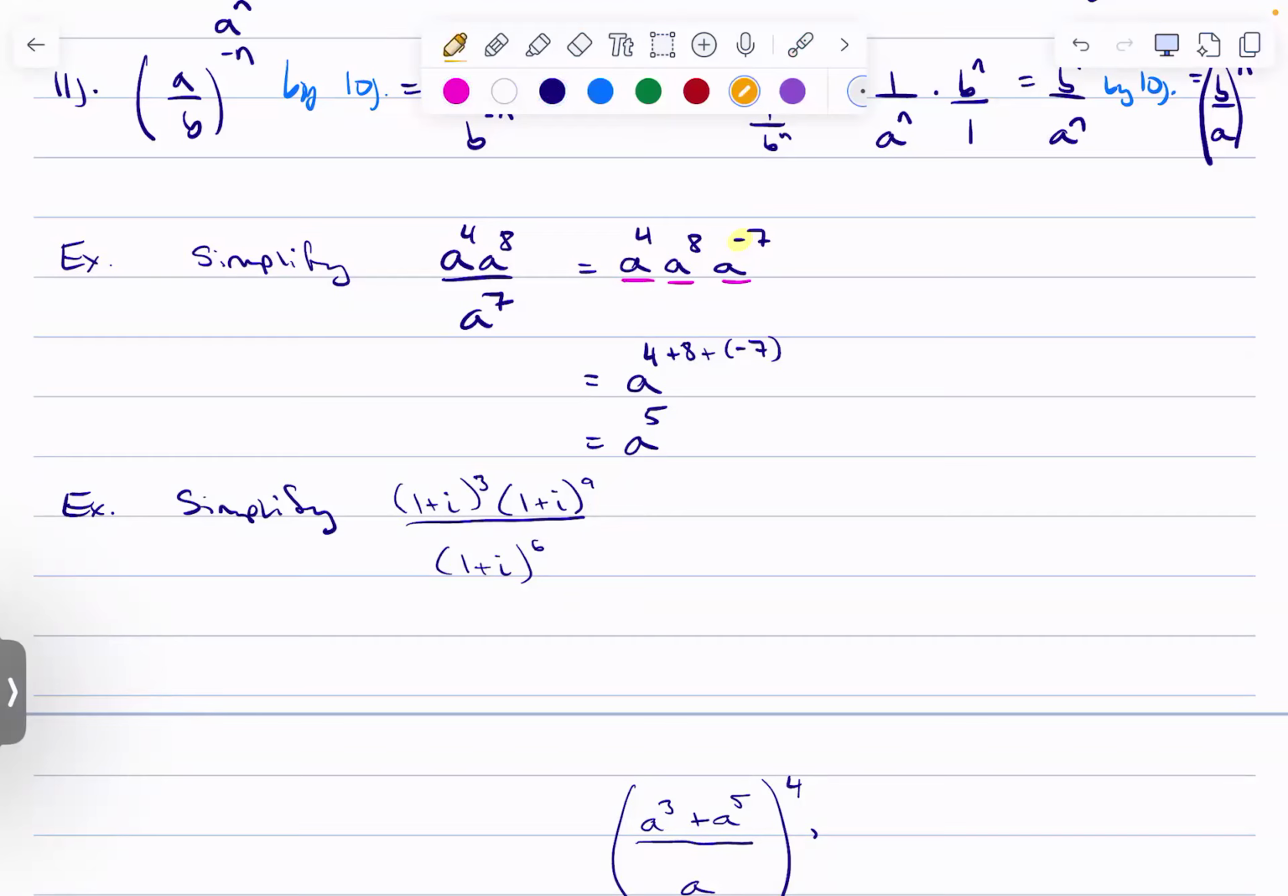As long as you treat this 1 plus i as one thing, you can rewrite it as a temporarily if you want. Then we have 1 plus i to the power of 3 times 1 plus i to the power of 9 times 1 plus i to the negative 6. Doing the same move that I did earlier, where I float everything to the same line, the numerator, and then I simplify.